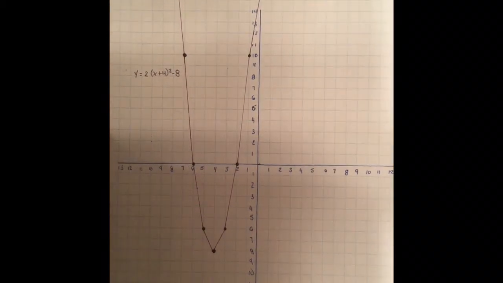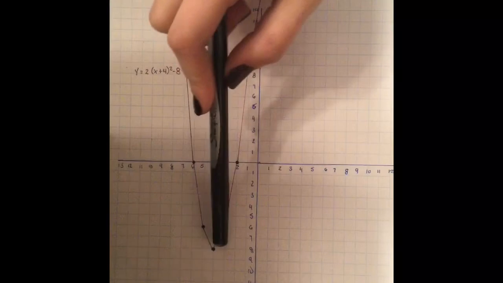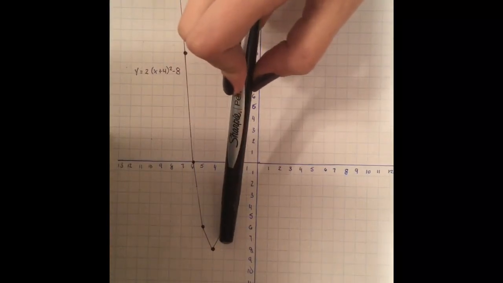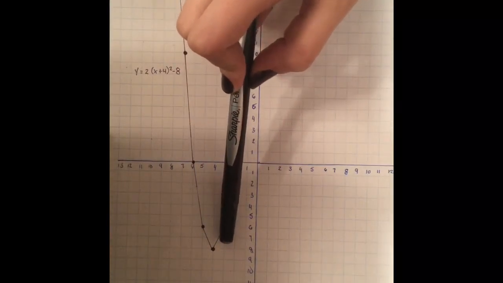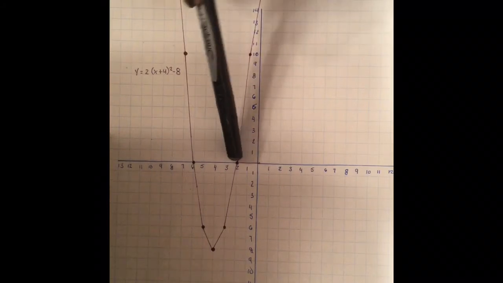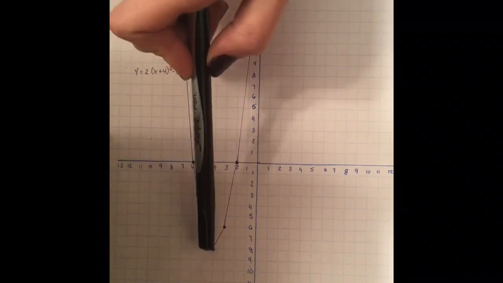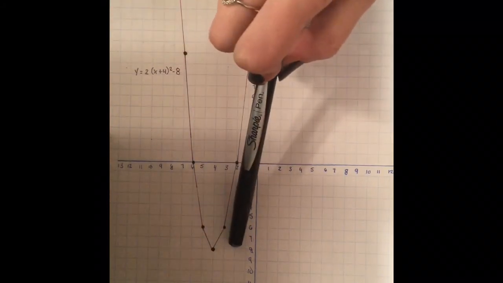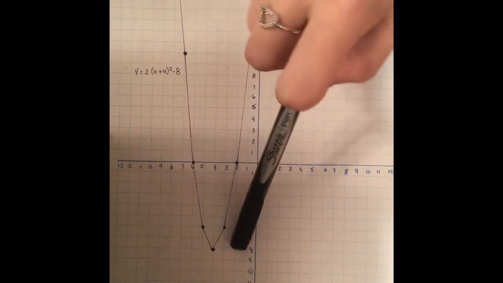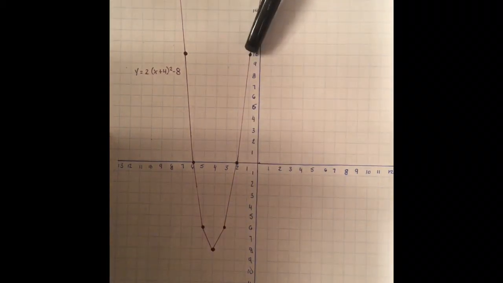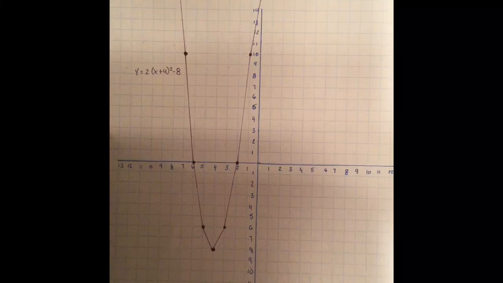Then for the next point, you would do the same thing. So over 2, 2 to the power of 2 is 4. 4 times 2 is 8, so you would move up 8. And again, 3. 3 to the power of 2 is 9, and 9 times 2 is 18, so you would move up 18, and continue the graph until you run out of space.